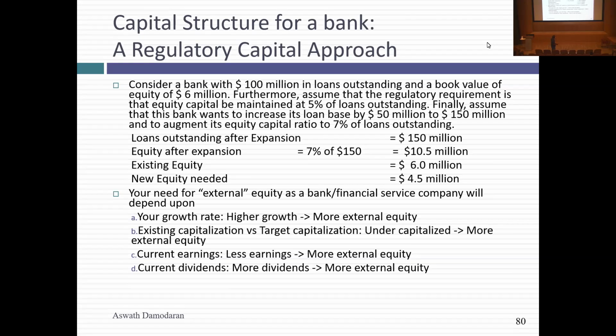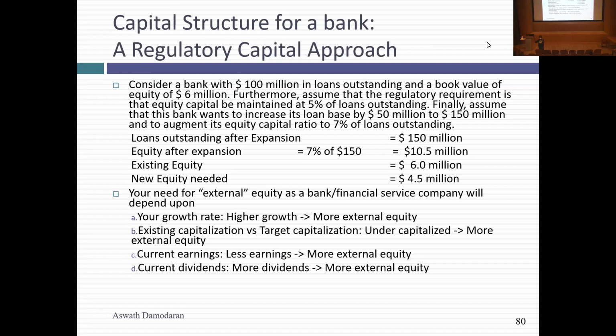This is a growing bank. Next year, it expects its loans to go up by 50 million to 150 million. But it also wants to become more conservative in its regulatory capital ratio. So the bank CEO says, look, we're growing, but we also want to raise our regulatory capital ratio to 7%. So right now they're at 6 million. And if the plan comes through, they will need to be at 10.5 million, 7% of 150 million. So by the end of next year, its book equity has to become 10.5 million.